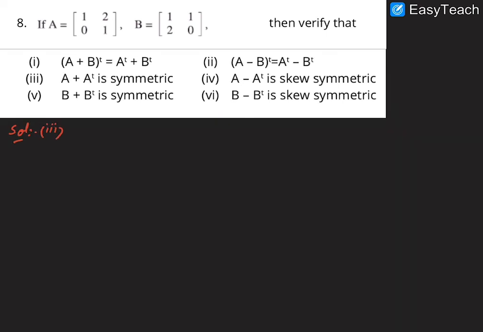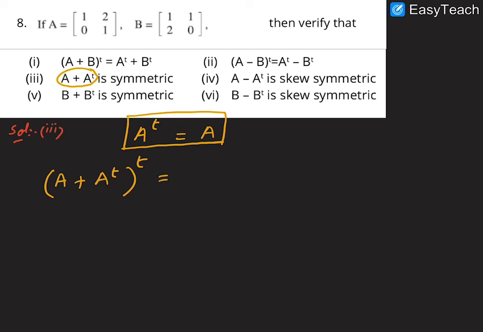Next part 3, we need to prove that A plus A transpose is symmetric. You know the definition of a symmetric matrix: A transpose equals A. If you take the transpose of A and it is equal to A, then A is said to be a symmetric matrix. Here we have to prove that A plus A transpose is symmetric. So it means if you take the transpose of A plus A transpose, it should be equal to A plus A transpose. So this is what we have to prove.